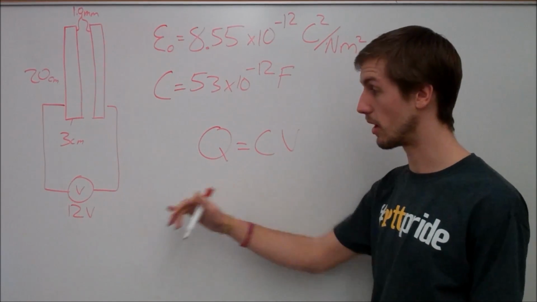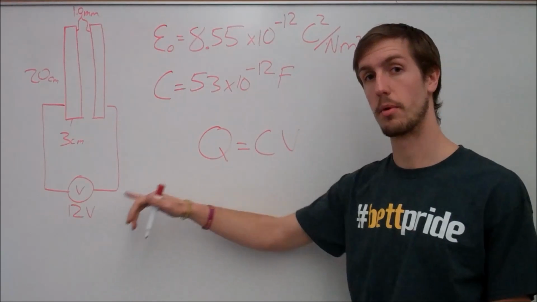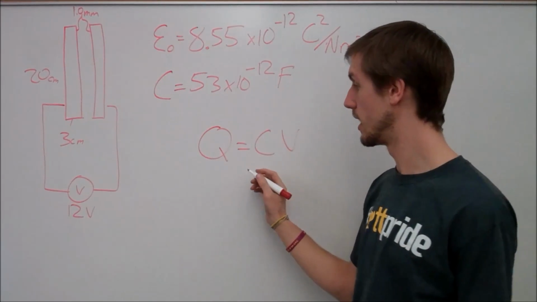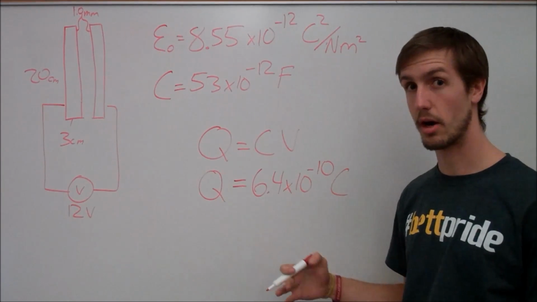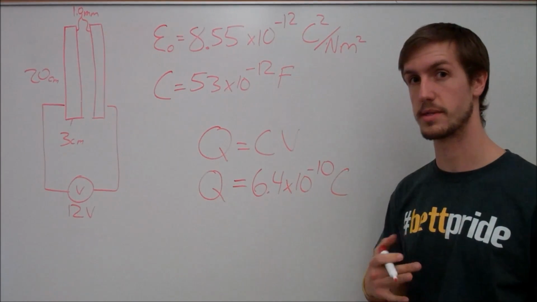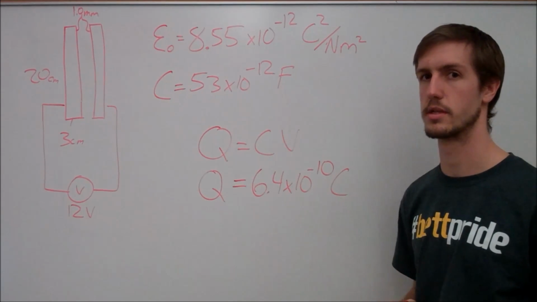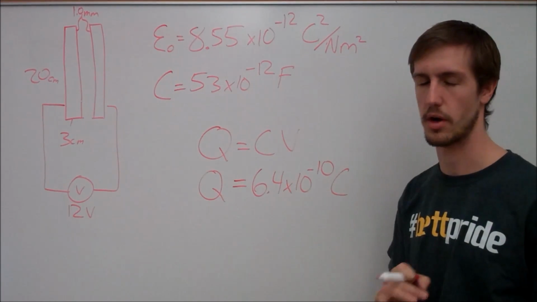Well, that should be pretty simple. All we're going to do is take 12 volts, multiply it by our capacitance, and I'm just going to skip a step and write out what the value is. And we get our charge to be 6.4 times 10 to the negative 10th coulombs of energy, of charge, sorry, not energy.